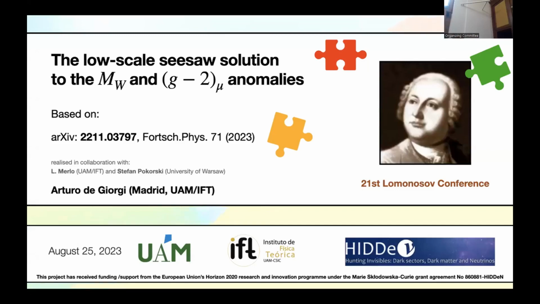Okay, so hi to everyone. Thank you for having me here today. Today I would like to tell you something about our relatively recent work involving a low-scale seesaw solution to the MW and the G-2 anomaly, a work realized in collaboration with Luca Merlo and Stefan Pokorski.